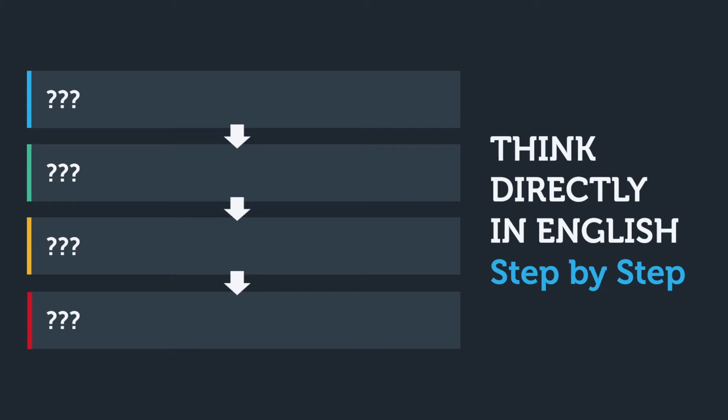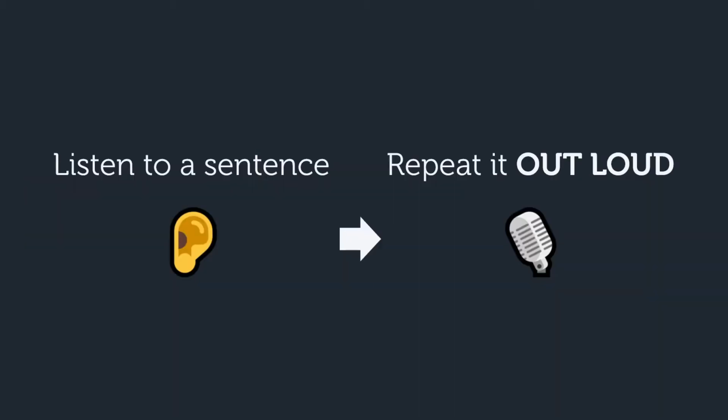Thinking directly in English requires active practice, which means using English and not just listening to it. With that in mind, we're going to do an interactive exercise while I explain how to stop translating in your head. The way it works is that occasionally I'm going to ask you to repeat a sentence that I say out loud, word for word. Don't worry if you can't remember it all on the first try. I will give you a few opportunities.